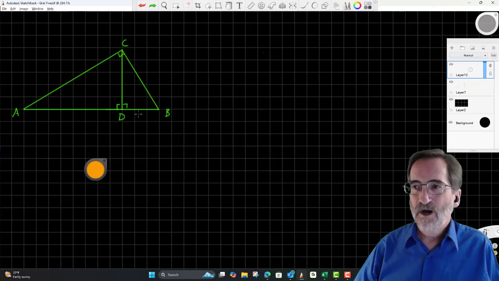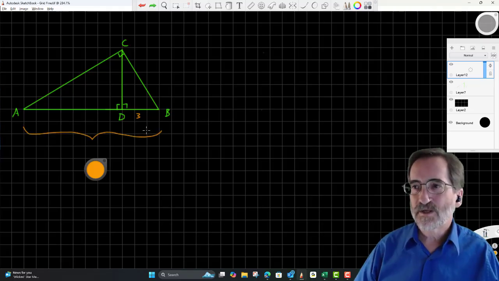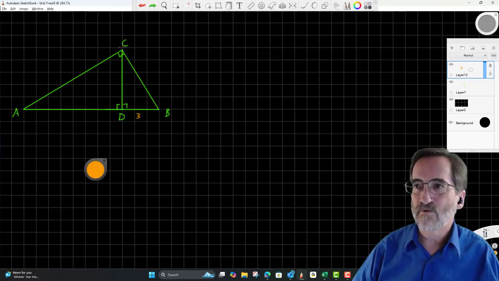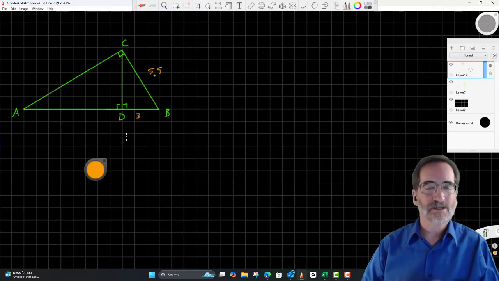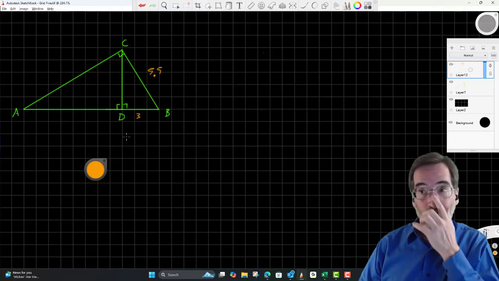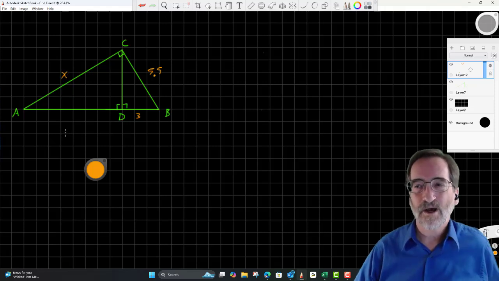Let's say I tell you this length is 3, and let's tell you this length is 1, 2, 3, 4. Let's say this length is 5.5. And we want to find all the other missing sides, missing lengths. Maybe I want to find this side right here, x.